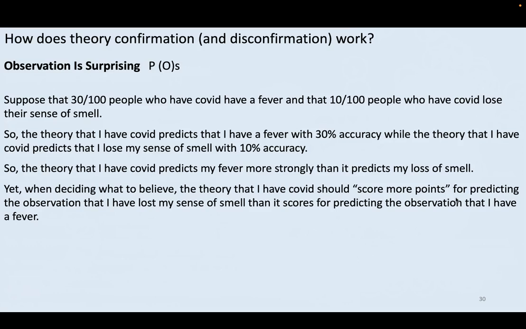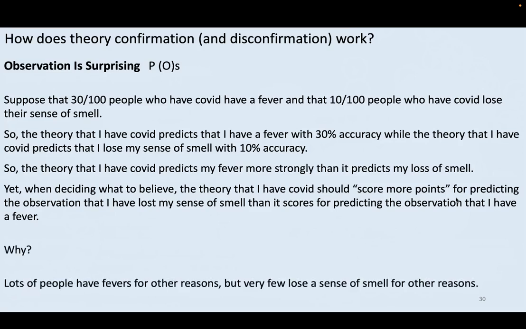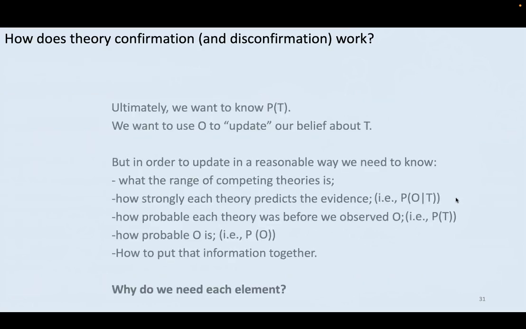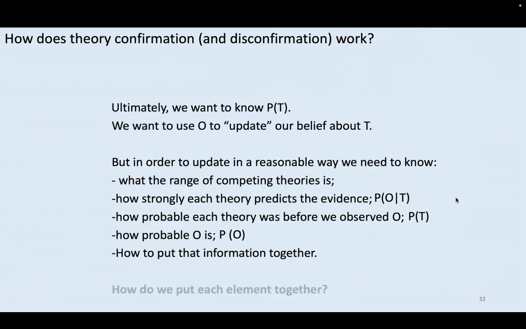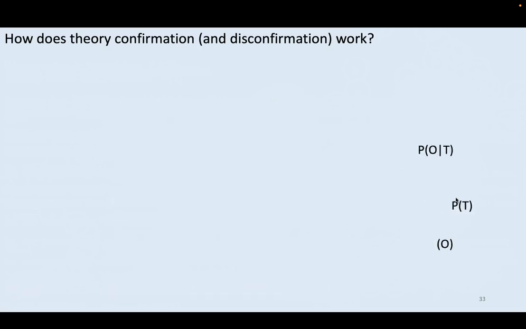Whereas the observation that I have fever is very unsurprising. There's many things that cause fever, and there's a lot of fever around, so it's not that surprising. So lots of people have fevers for lots of other reasons. So when you observe fever, you're not going to be like, man, that's almost certainly COVID. But very few people lose a sense of smell for other reasons. So when you observe loss of sense of smell, you'd be like, probably COVID. Okay? So hopefully that gives you a sense of why we need each of these three elements.